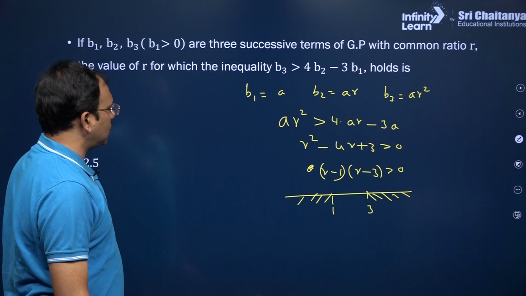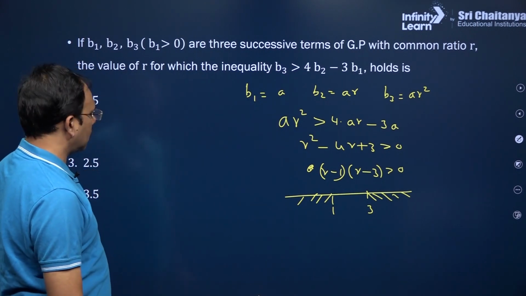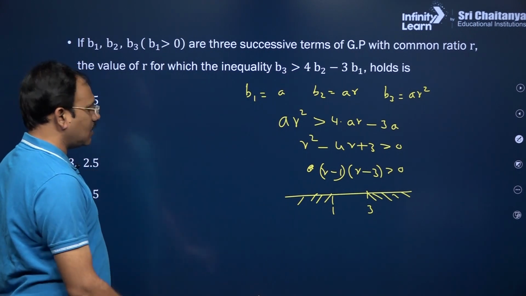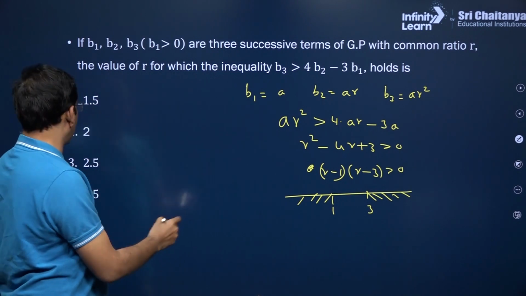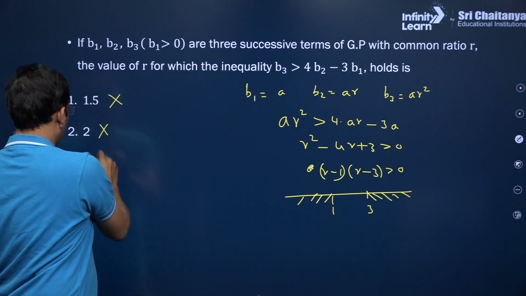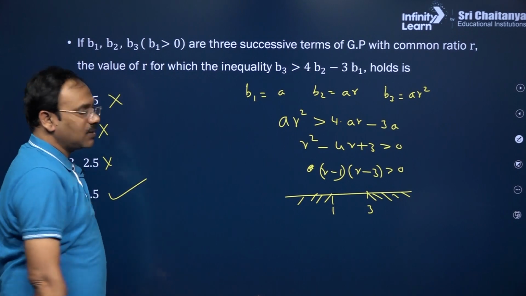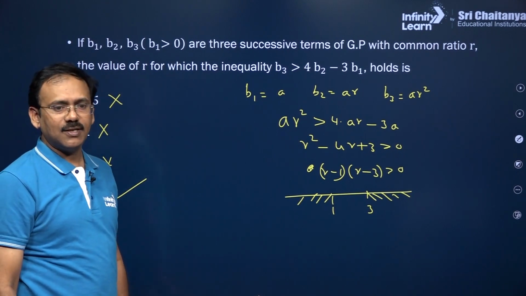So B1 is positive, okay, fine, the inequality holds. R must be, out of these, R cannot be between 1 and 3. So these are ruled out, my dear friends. R possibility 3.5 is possible here, right?